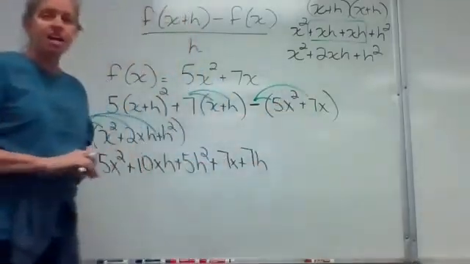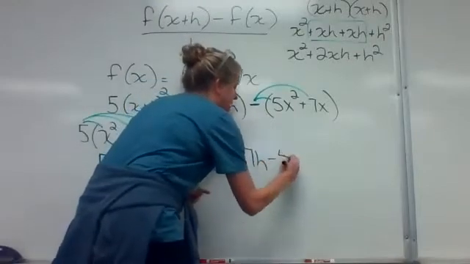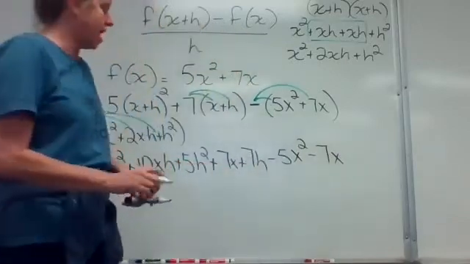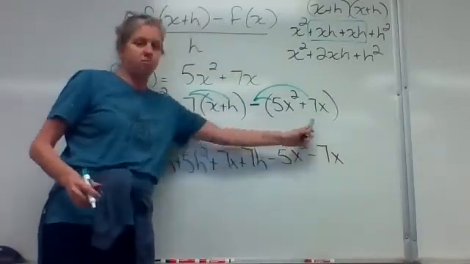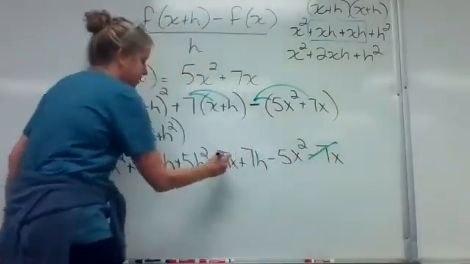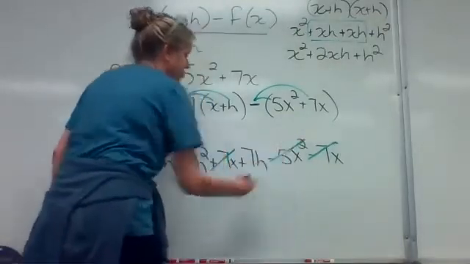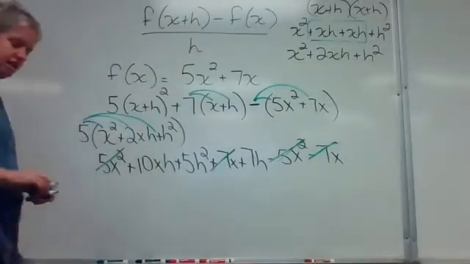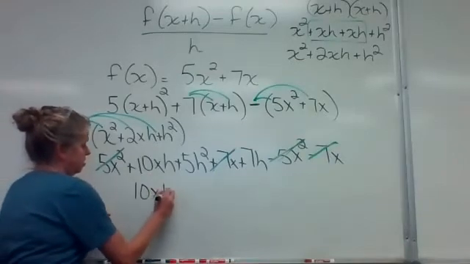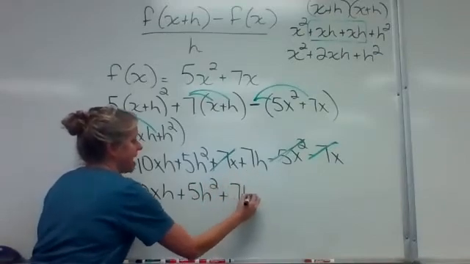And then I'll distribute the negative through that last parentheses, which is going to change both of those signs. So I'm going to have minus 5x squared minus 7x. And what happens when you change the signs of these terms in here? It makes them cancel something up front. So that negative 7x cancels out that positive one. And this negative 5x squared cancels out that positive one. So let's see what we are left with. I've got 10xh plus 5h squared plus 7h.